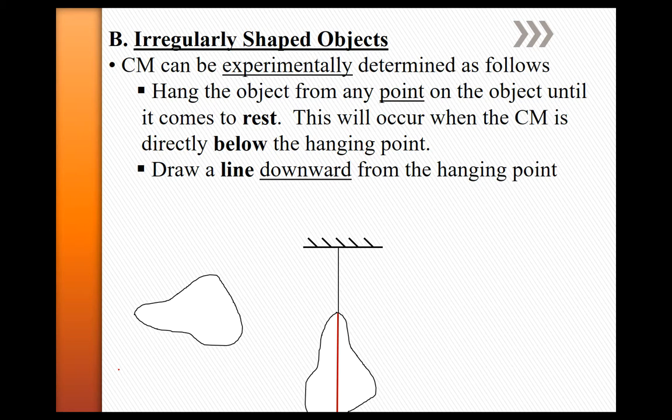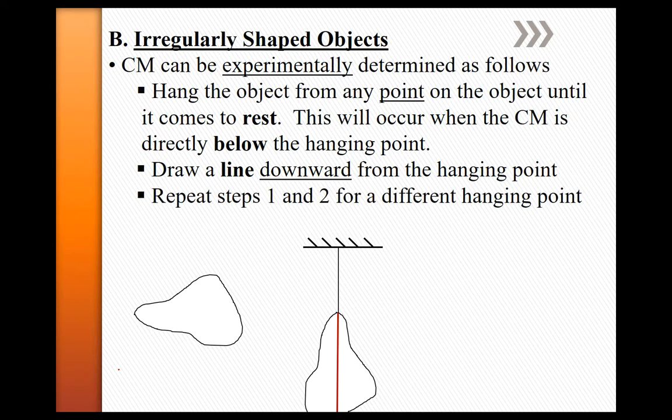So attach a string to a point on the object, hang it, wait for it to come to rest, and then we draw a line straight vertically downward. The center of mass is somewhere along that red line. Well, that doesn't tell me where the center of mass is. It just tells me a line I might find it on. So then we do this again. Repeat steps 1 and 2, but just do it from a different hanging point.